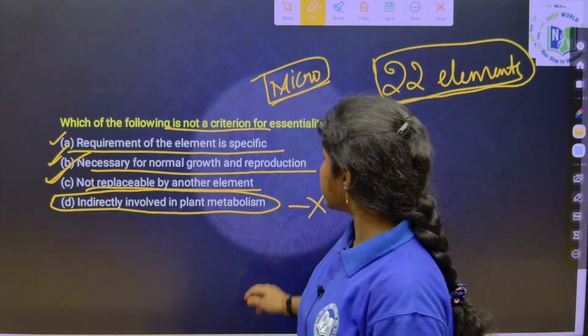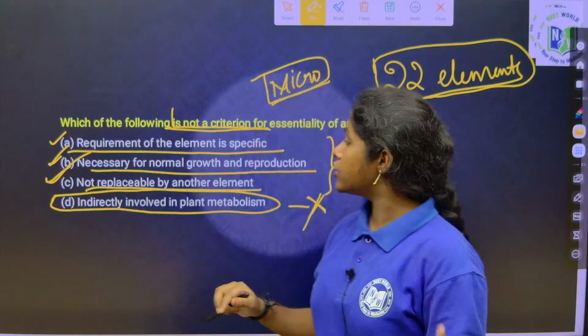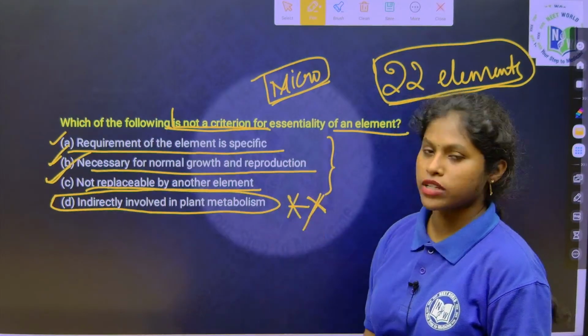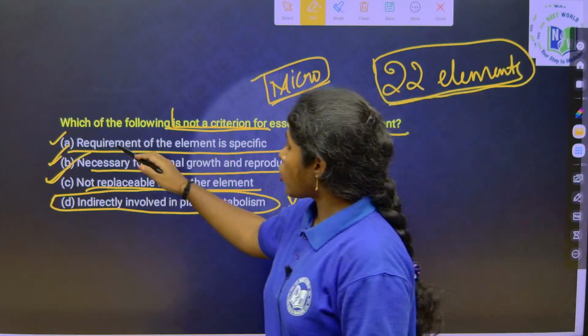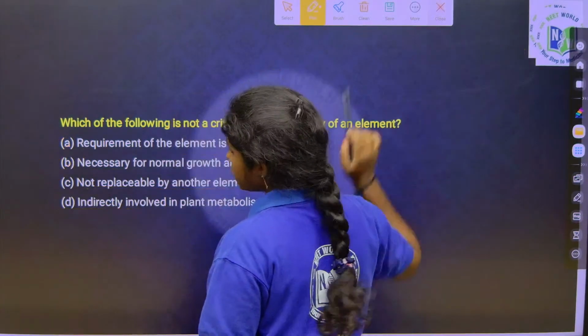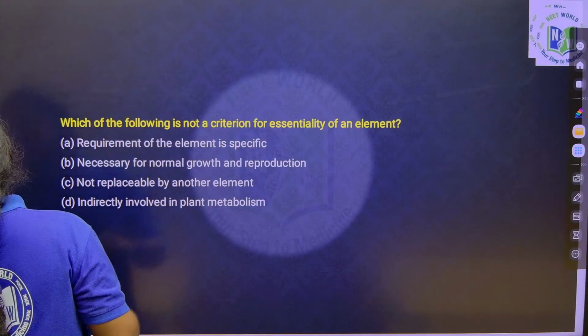That is why here option D is wrong. They are asking about what is not a criterion for the essentiality of an element. That is why D is the wrong option. The top 3 are the correct answers. Got it, students? So let's do all the next questions in the next session, students.